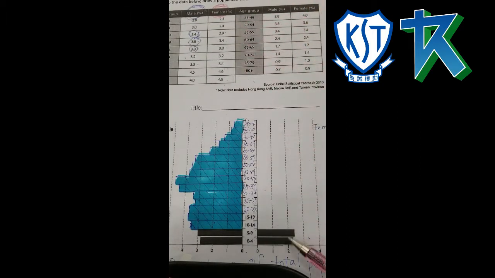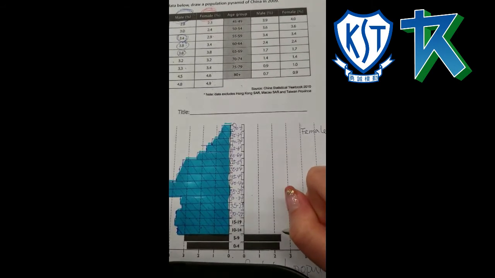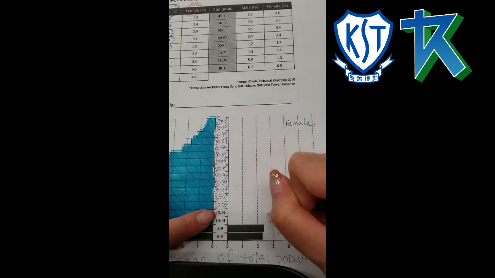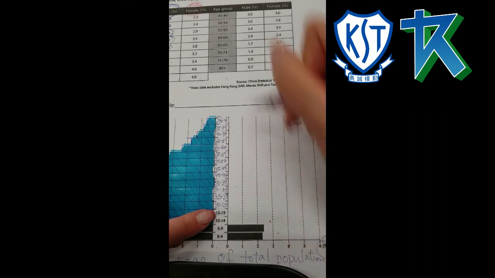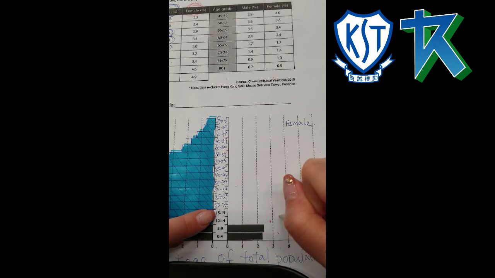As we have to repeat the same step, you have to mark the total population percentage for each age group. So let's start to do it. For 10 to 14 should be 2.9. 15 to 19 here should be 3.4.